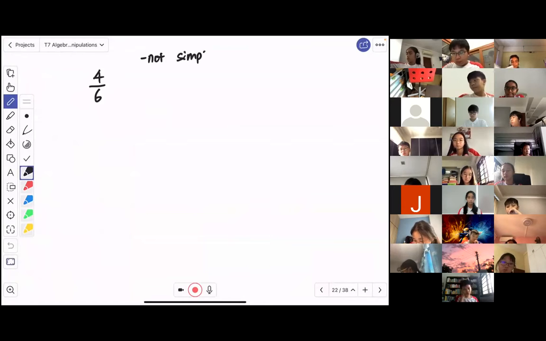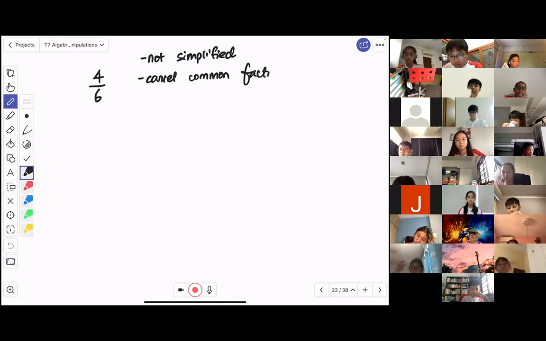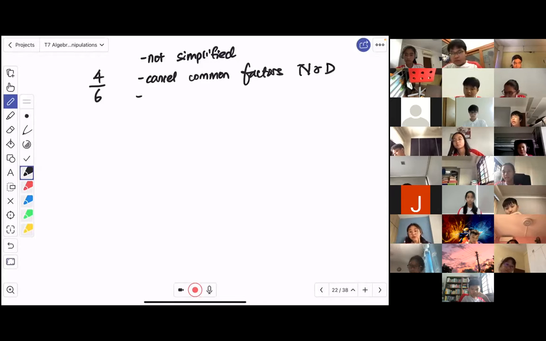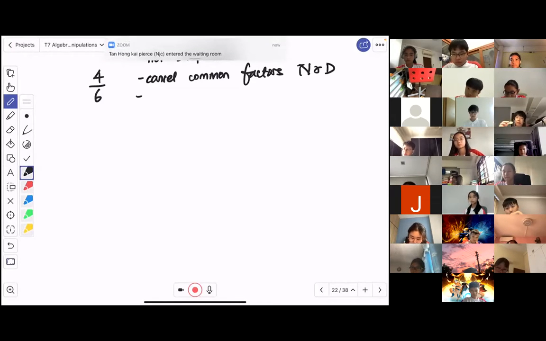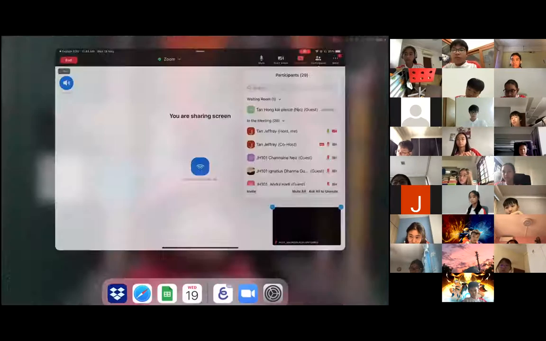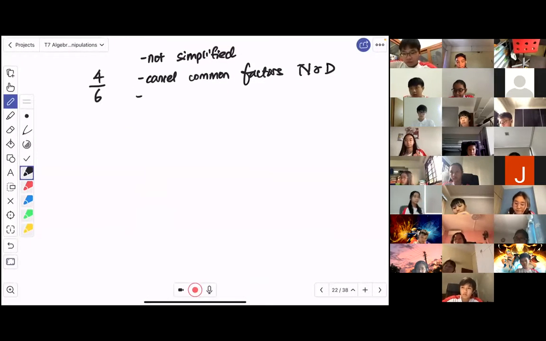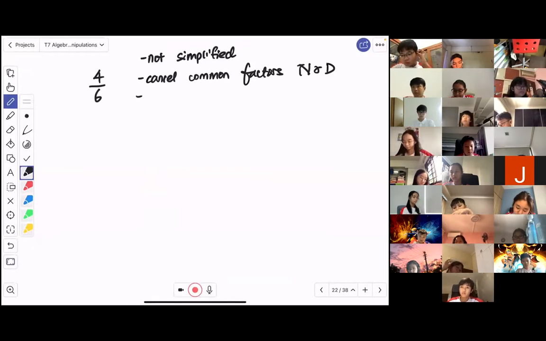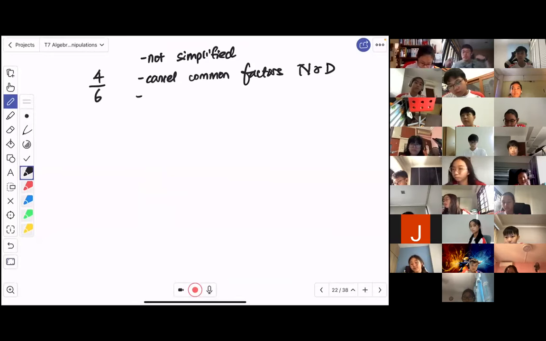A fraction that we want in the simplest form means that we need to cancel common factors from the top and the bottom, or basically the numerator and denominator. That will involve you factorizing your numerator as well as your denominator in order to do cancellation.